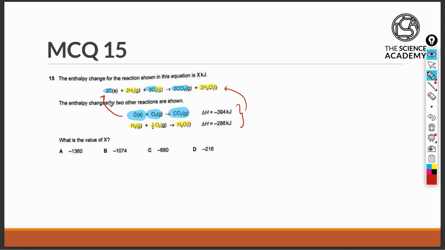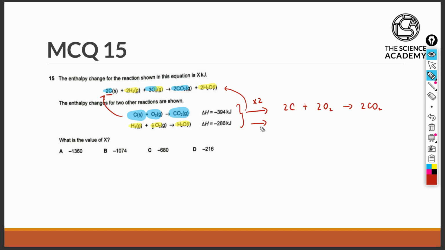So for the first partial equation in blue, we know that there are 2 carbon reactants in the full equation. So we should multiply the first partial equation by 2, where we have 2 moles of carbon reacting with 2 moles of oxygen gas to give us 2 moles of carbon dioxide gas.